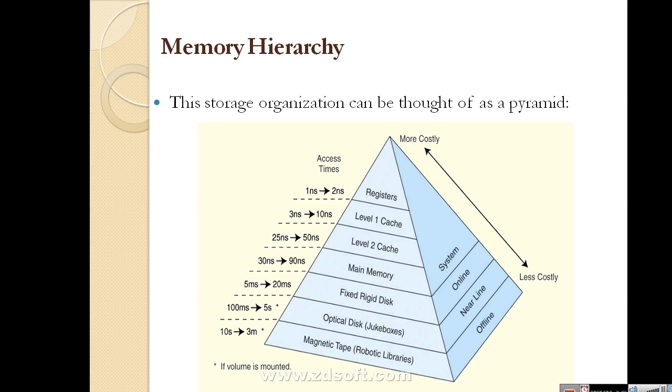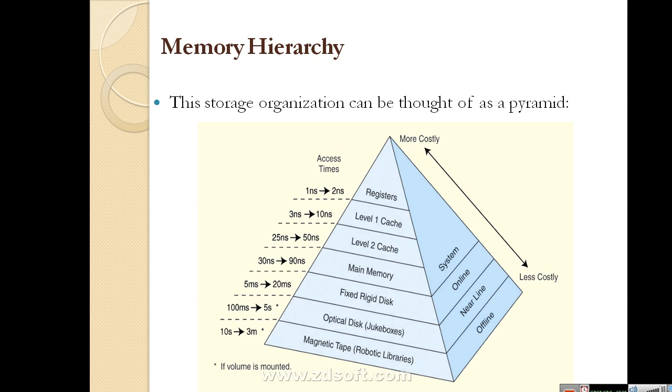So let's talk about memory hierarchy. This storage organization can be thought of as a pyramid. The base is magnetic tape, which takes 10 seconds to 3 milliseconds, and the upper part is optical disk, which takes 100 milliseconds to 5 seconds. And as we go up the structure, the cost increases.